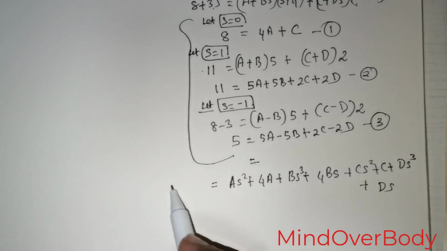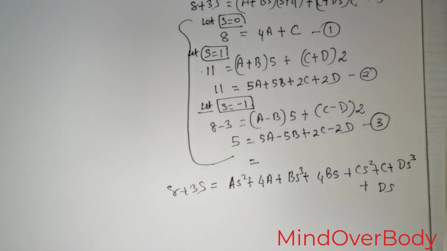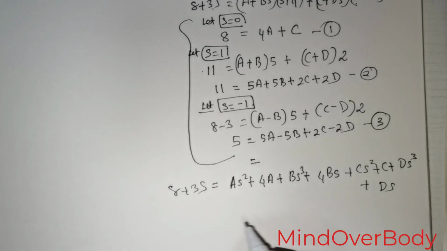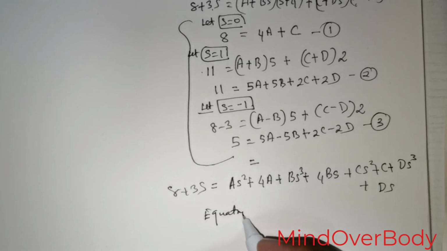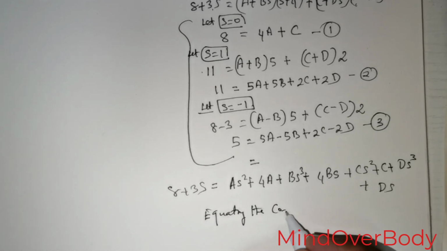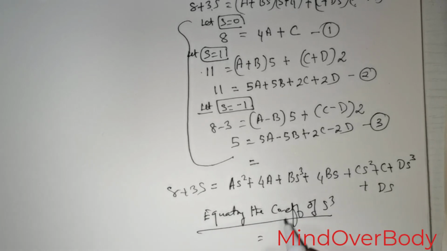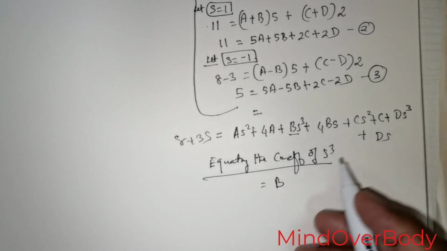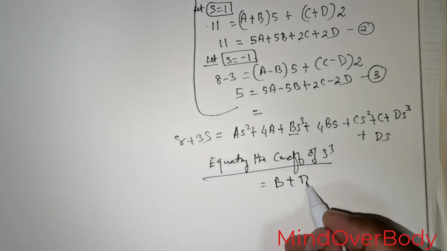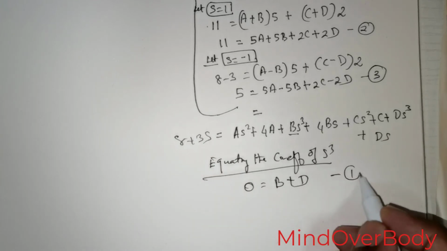On the left hand side I got 8 positive 3 times s. Now what I will do is I will equate the coefficient of s cubed. So what do I get here? I get a s cubed here, that's going to be b. I get a s cubed here, that's going to be d, and the coefficient of s cubed is 0. So this is one system.